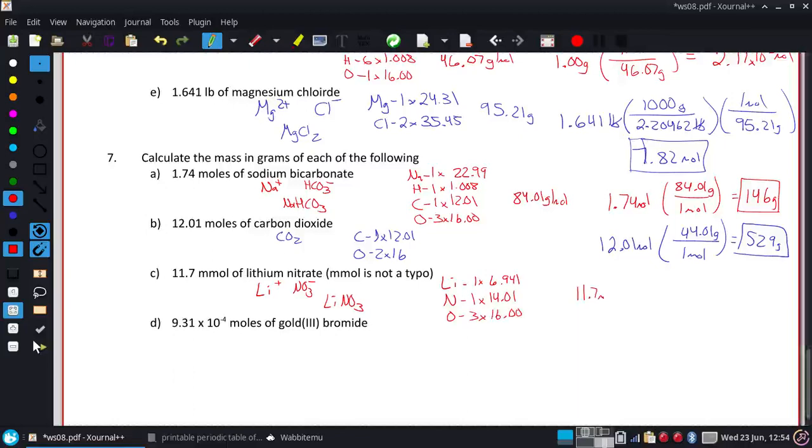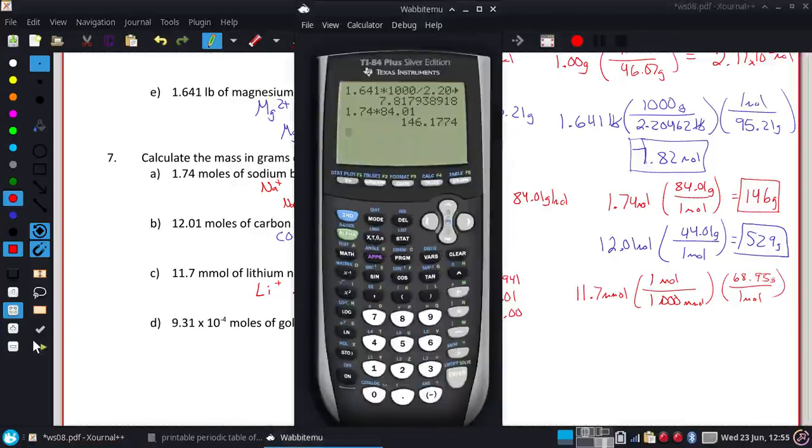11.7 millimoles and convert our millimoles into just moles. And 1 mole, or 1 of anything, happens to be 1,000 if it's millis. And 1 mole happened to end up with a molecular weight of the lithium nitrate of 68.95 grams. So 11.7 divided by 1,000, and then multiplied by 68.95. So 0.807.